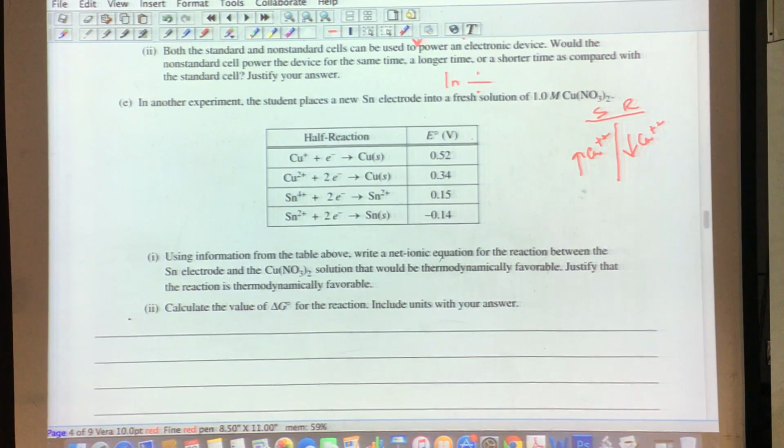So compare, would the non-standard power the device at the same time, longer time, or shorter time? You would say a shorter time, and justify, because why? There's less amount of reactants. The reactants will run out quicker. It's that simple. As weird as that may sound, that's all that question is about.